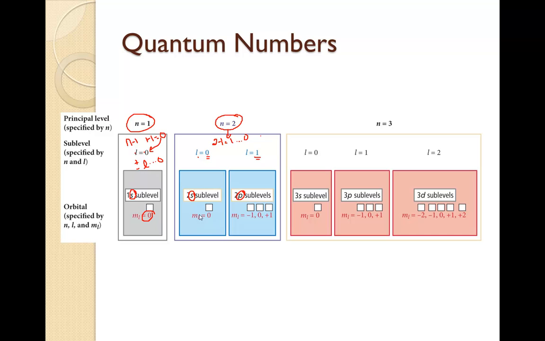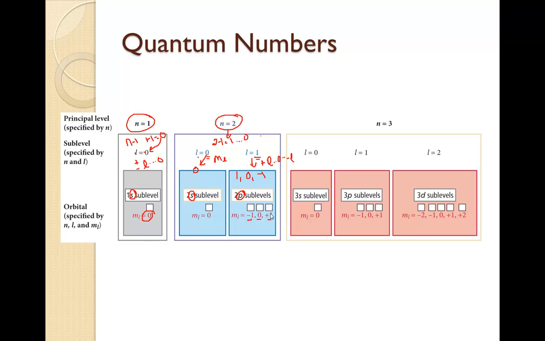M sub L would be, for this one, 0. For this one, it is plus or minus, plus L to 0 to negative L. Well, that means it's 1, 0, negative 1. And that's how they got these numbers here.